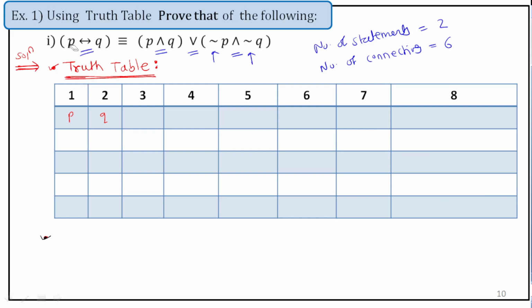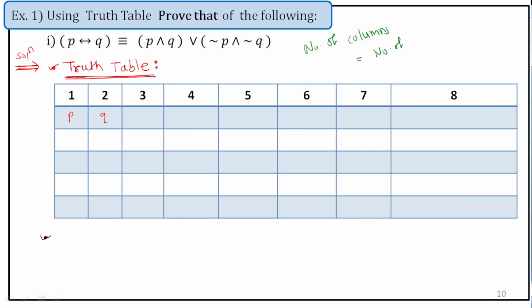Now the total number of statements is 2 and the total number of connectives is 6. The number of columns is equal to the number of statements plus the number of connectives. The number of statements is 2, P and Q, and the number of connectives is first, second, third, fourth, fifth and sixth, so 6. Therefore the number of columns is 8.